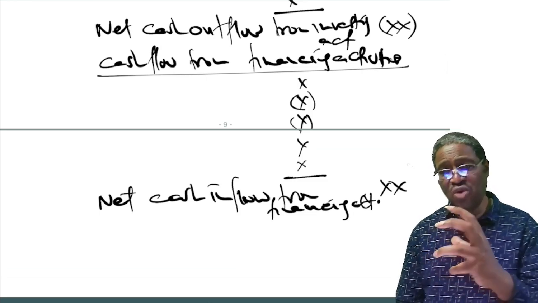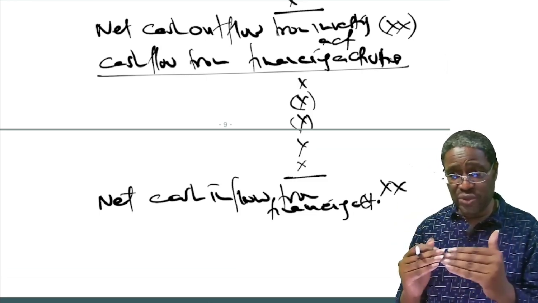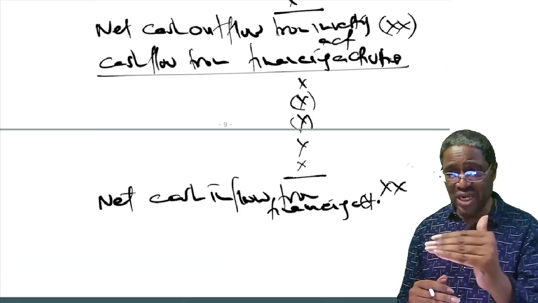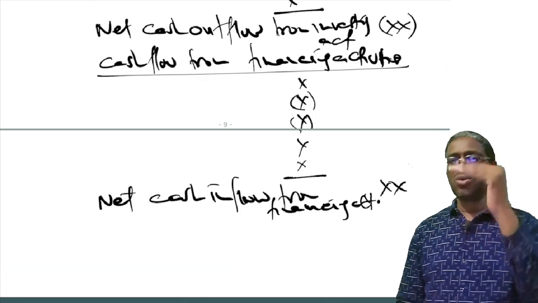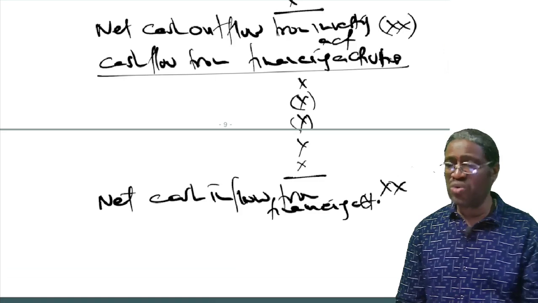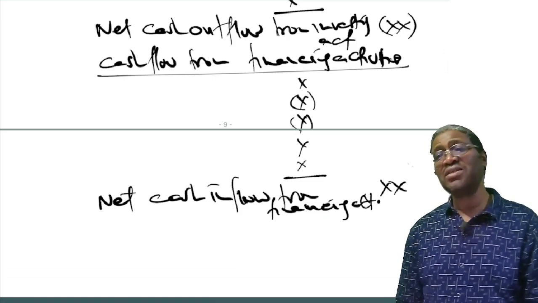That's how you have to identify your cash flows. Start with the cash flow from operating activity. Go to the second class, which is cash flow from investing. Then you go to the third category, which is cash flow from financing activities.